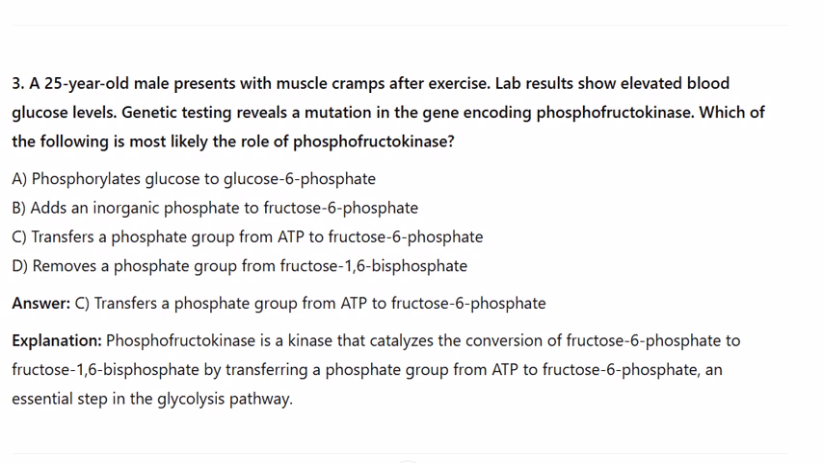A. Phosphorylates glucose to glucose 6-phosphate. B. Adds an inorganic phosphate to fructose 6-phosphate. C. Transfers a phosphate group from ATP to fructose 6-phosphate. D. Removes a phosphate group from fructose 1,6-bisphosphate. Answer: C. Transfers a phosphate group from ATP to fructose 6-phosphate.